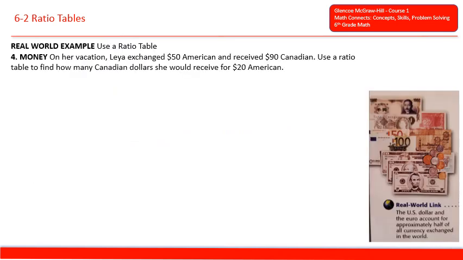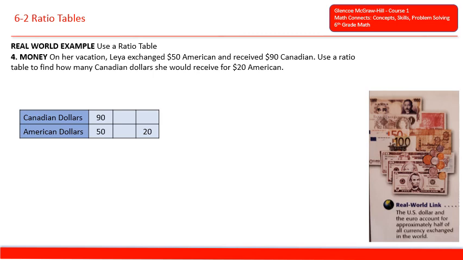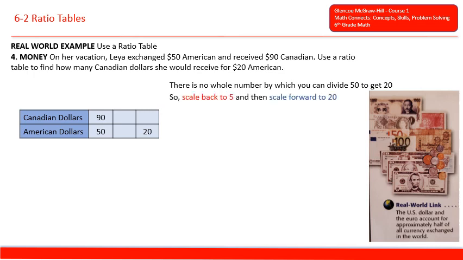Use a ratio table. On her vacation, Leah exchanged $50 American and received $90 Canadian. Use a ratio table to find how many Canadian dollars she would receive for $20 American. So 90 Canadian dollars and 50 American dollars. And we need to find out how much Canadian it would cost to get 20 American. And there's no whole number that can get us directly from 50 to 20. So we are going to scale back to 5 and then scale forward to 20.